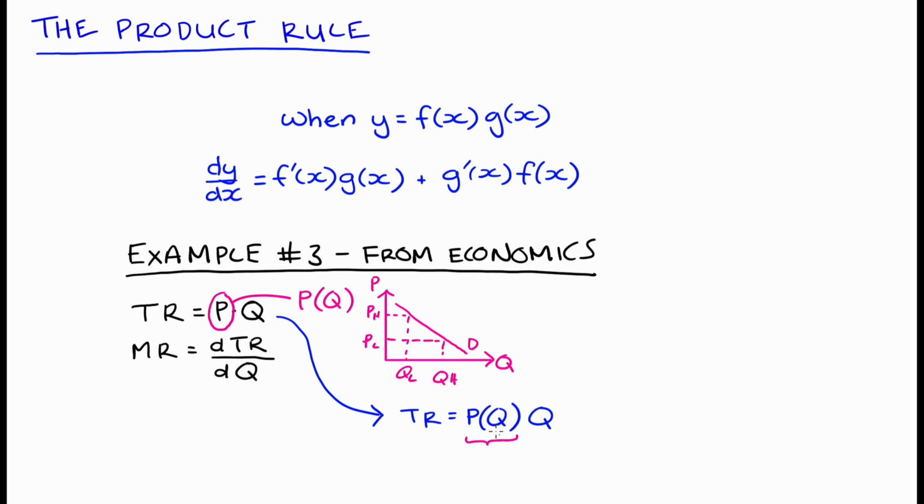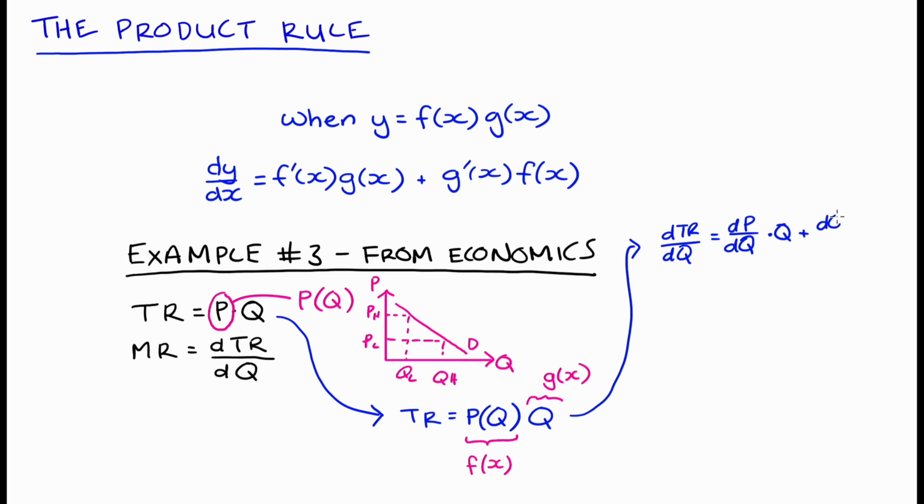So applying the product rule, let's set P of Q to be f of x and Q as g of x. So we get, if we take the derivative of total revenue, well, we take the derivative of price with respect to quantity and we multiply that by the quantity, plus the derivative of quantity with respect to itself multiplied by the price. Now, dQ here is actually equal to 1. Quantity is in a one-to-one relationship with itself.